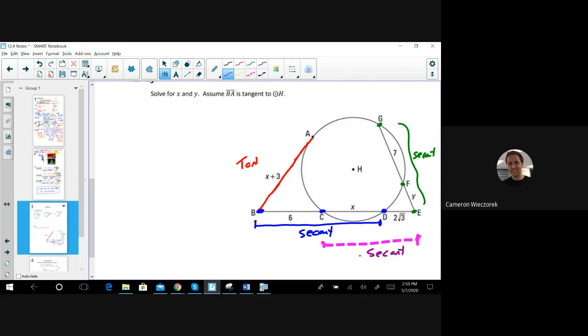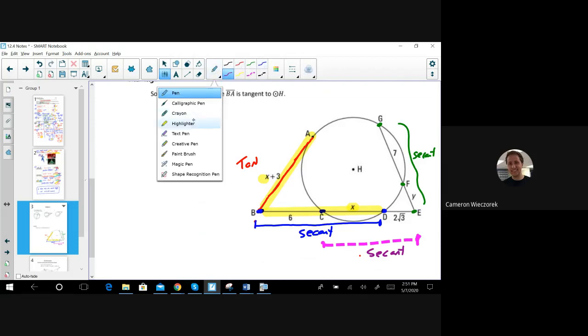What I like about the left side of the diagram is that it only uses one letter. It only uses the letter X. If I look all the way from B to D at that secant, I'm only using the letter X, which means whatever equation I set up is only going to have one variable, which means I can solve.